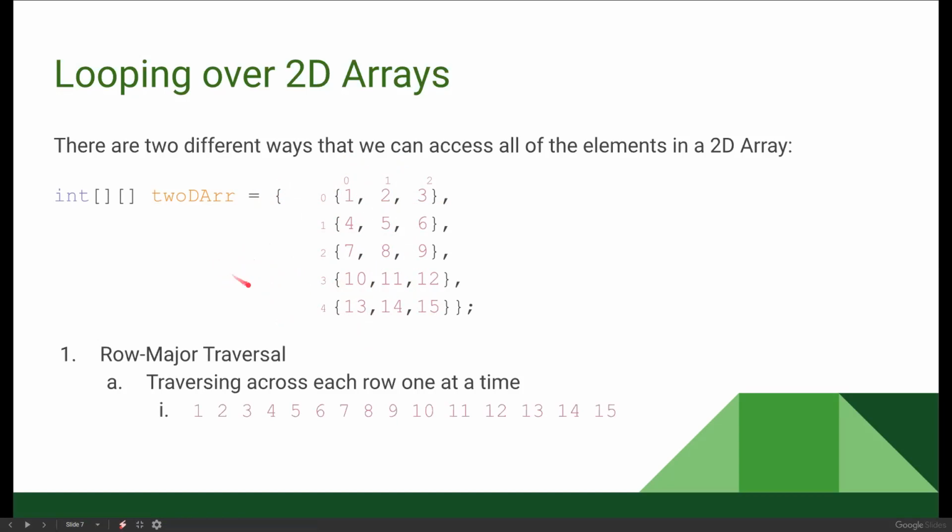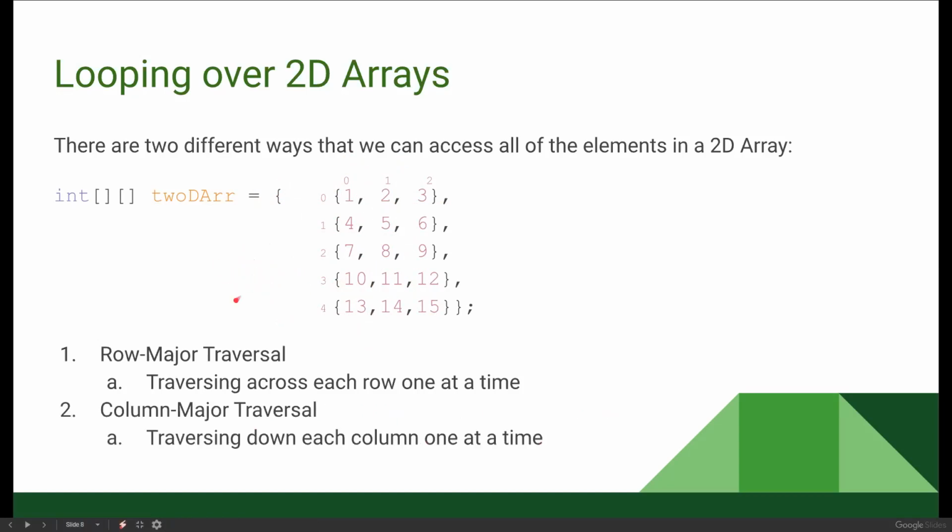Now the alternative here is a column major traversal, where we travel down the columns one at a time. So if I were to read this entire 2D array with a column major traversal, our order would be 1, 4, 7, 10, 13, 2, 5, 8, 11, 14, 3, 6, 9, 12, 15. So we're reading down the columns one at a time.